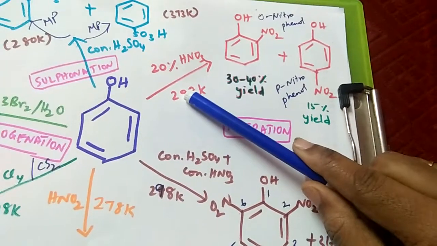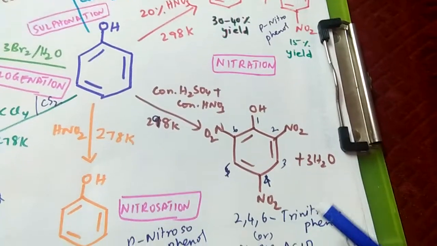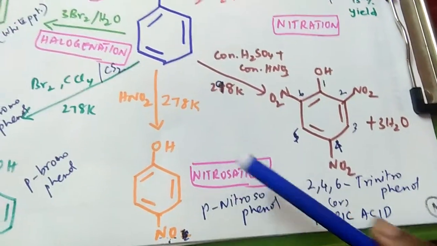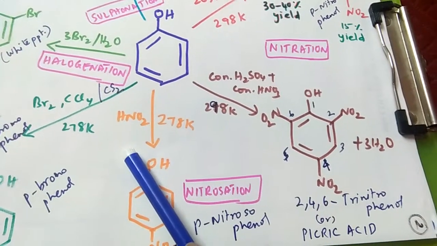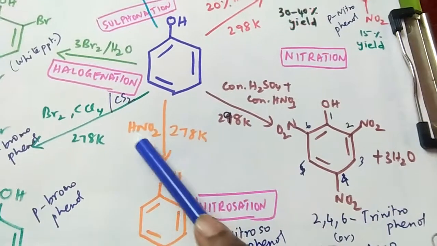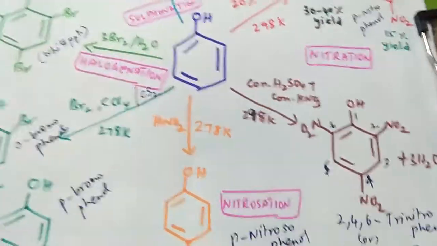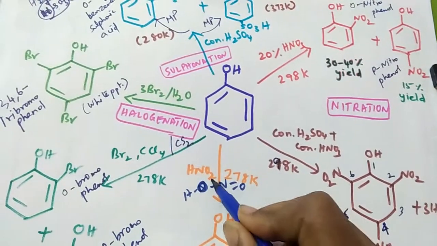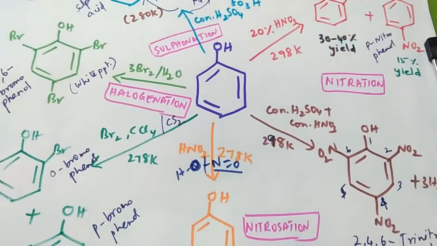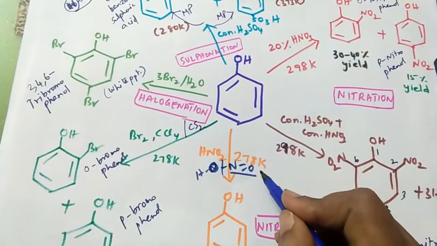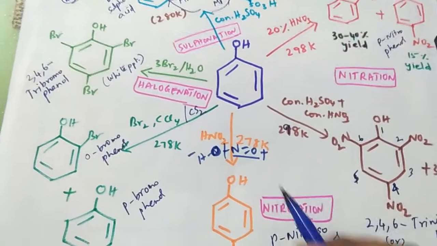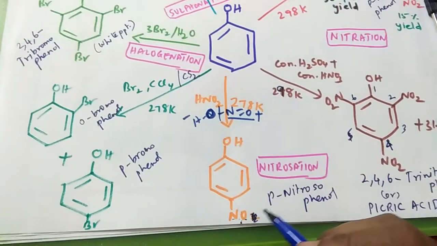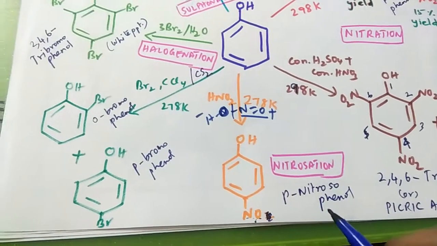One takes place in the presence of 20% nitric acid, the other in the presence of nitrating mixture. The next reaction is nitrosation. Phenol is treated with nitrous acid, HONO, at 278 Kelvin. Nitrous acid supplies the nitroso group, and this NO plus acts as an electrophile. OH minus is released. This NO plus group is substituted at the para position, not at the ortho position, to avoid steric hindrance. So para-nitrosophenol is the product formed.